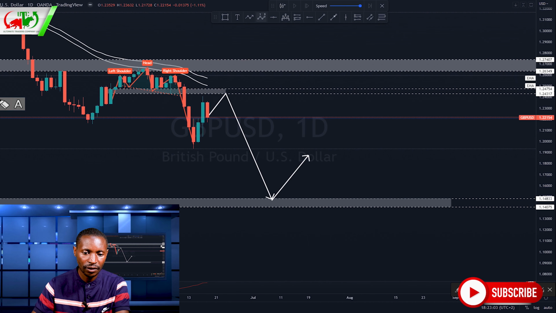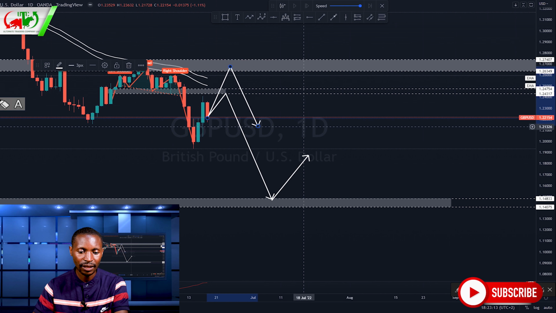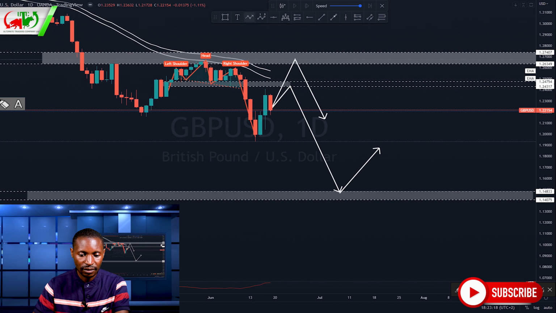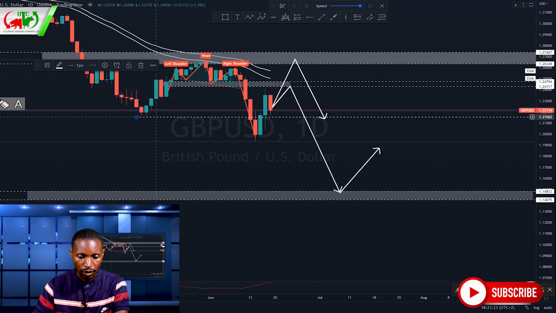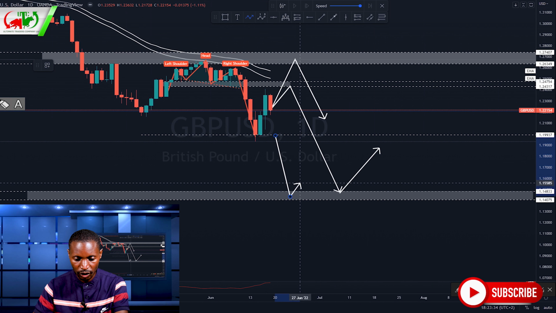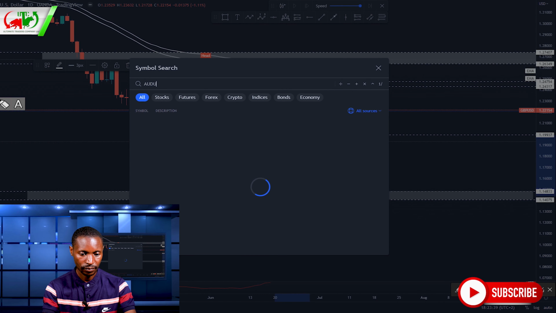The second scenario which could happen is if GBPUSD ignores this resistance, it could find another resistance at this major resistance. Then we could look for selling opportunities at that resistance. The third scenario is that if GBPUSD fails to continue higher, then we could look for selling opportunities on a breakout of this low, and this support will continue to be valid. Let's continue with AUDUSD.